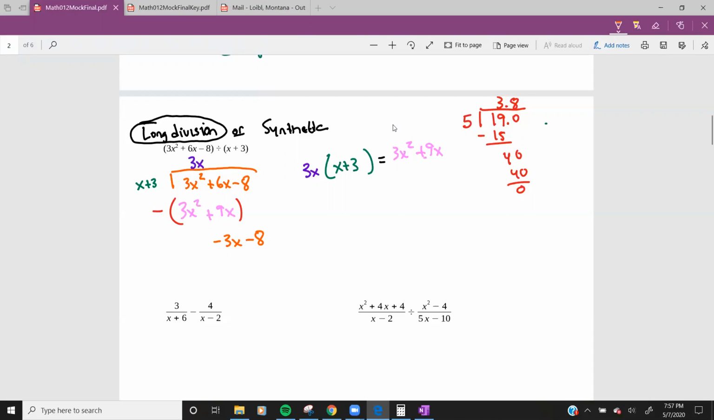Okay, so we've done that. We have to go one more time, right? Because we want to be able to again match this term here with 3x. So how do I want to write this?